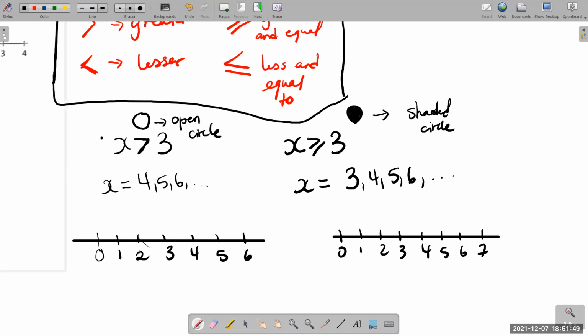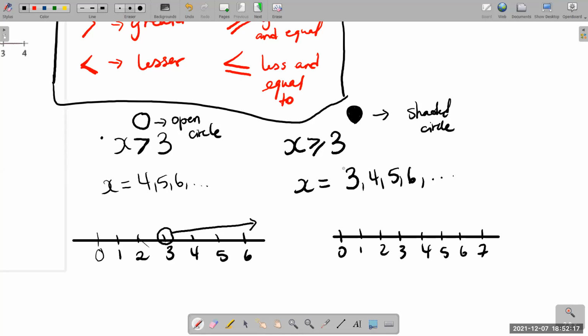So now I want to draw this. X is greater than 3. So I am going to draw my circle on 3, but it's going to be open, and I'm going to put my arrow in a direction that represents where the number is going to continue going. So we know that this means that all the values of x are greater than 3.